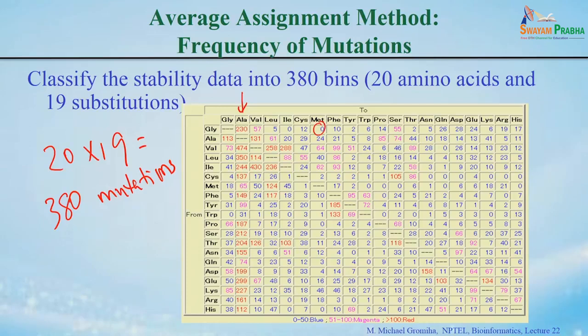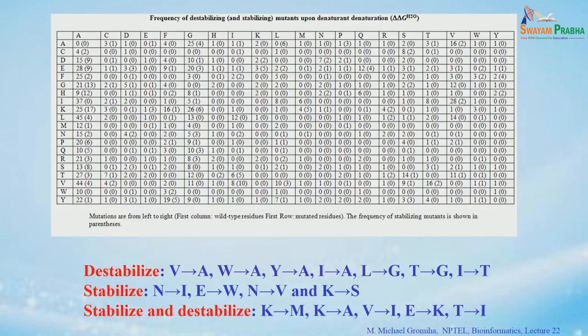The average assignment method works based on the number of data. If we have more data, then we will get better results. If we have less data, we do not know about the performance of that method for that particular mutant. Here I show you the frequency of stabilizing and destabilizing mutations. We use specific conditions, for example, neutral pH, if it is 7, we can take 5 to 9, and particular temperatures, and finally we collected all the data.